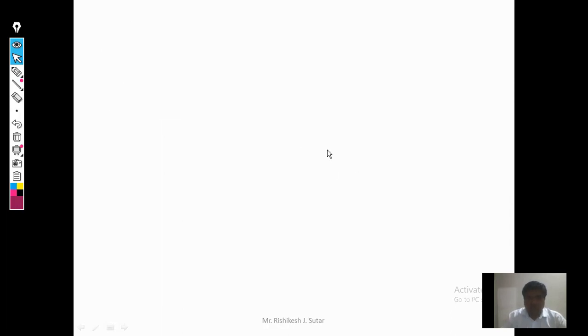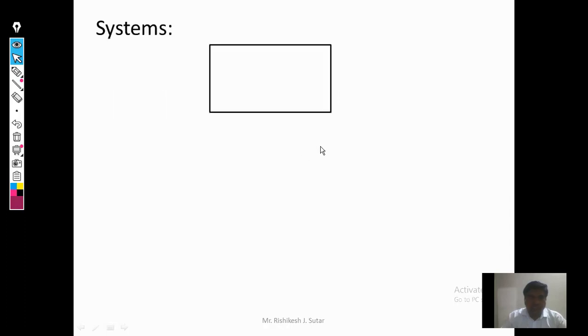Fine. So let us go further and try to understand what is a system. We'll understand the system by using one example. Let's consider a black box, and let's consider that the black box is an adder. So it will have some inputs. Let's say that those inputs are A, B, C, and D.